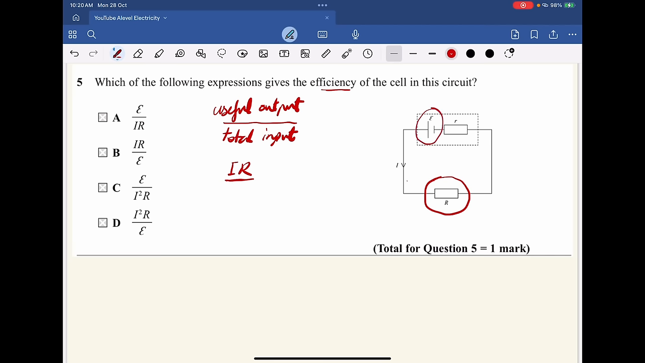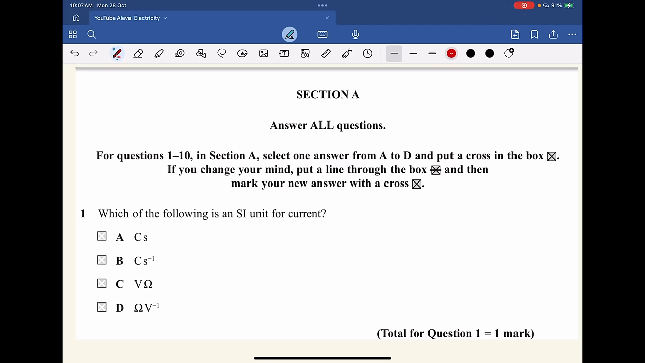So IR divided by epsilon. Correct answer for question 5, it is B. What is the SI unit for current? So current is the flow of electric charges, or the rate of the flow of the electric charges. It is measured in ampere.